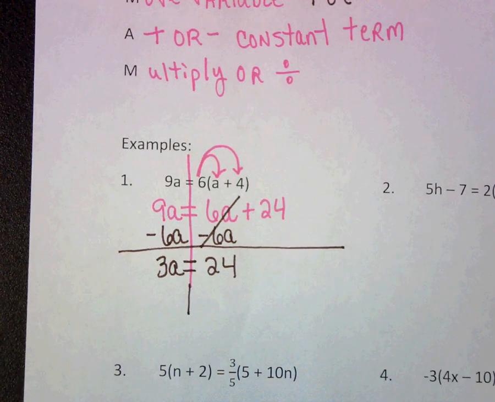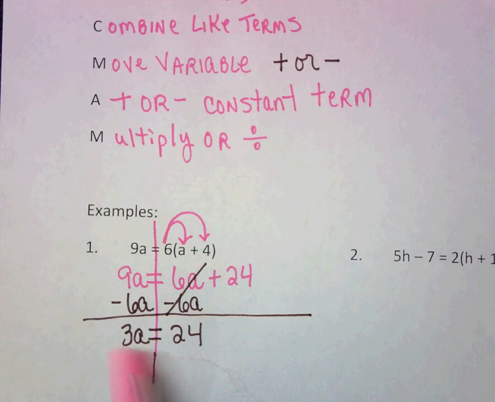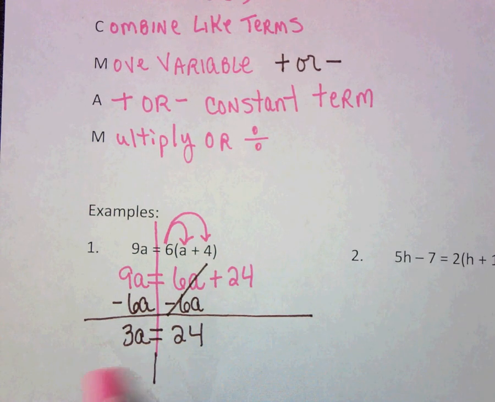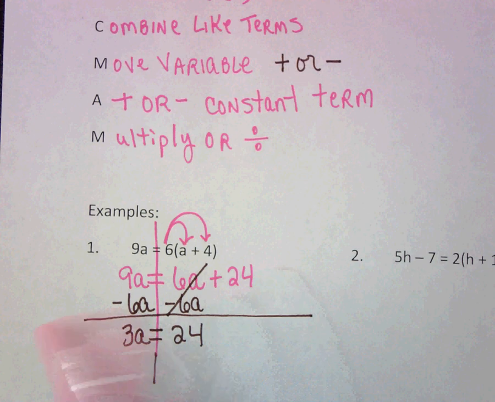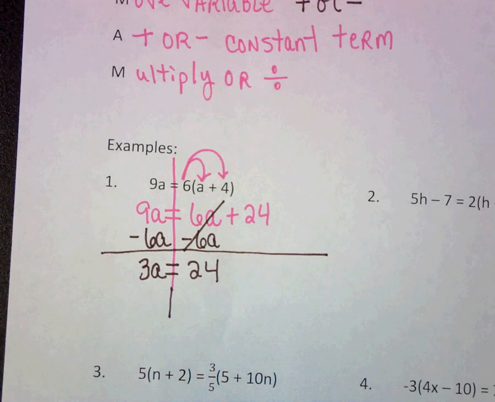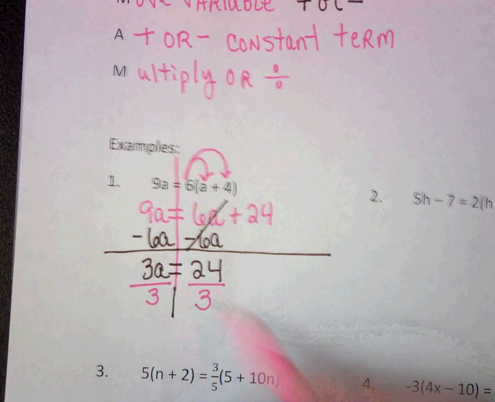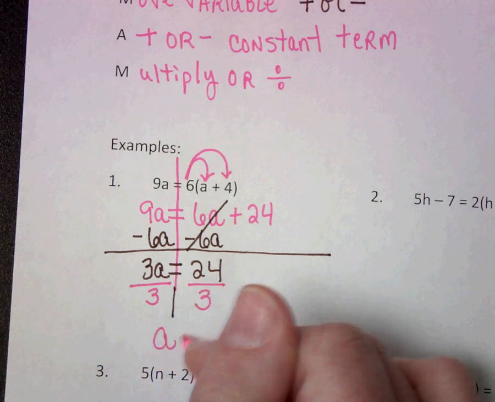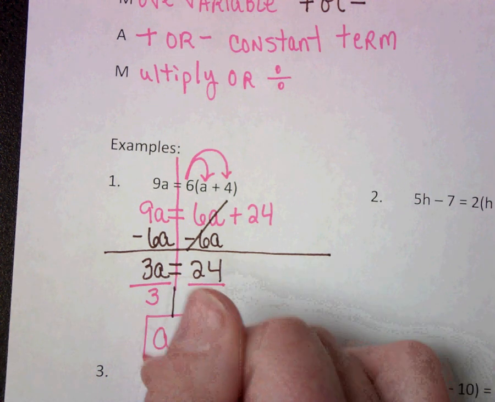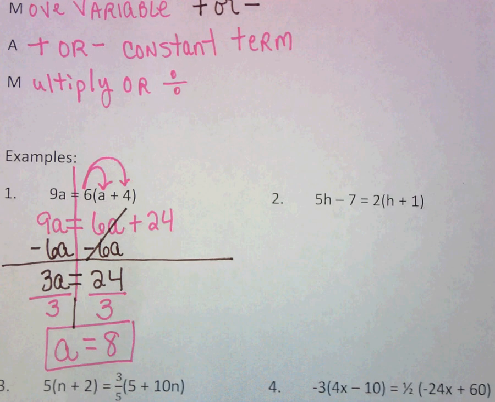Okay, I moved my variables. The next step says to add or subtract a constant term. Okay, I don't have a constant term over here. We had one right there, but nothing to do with that. So now to get a by itself, to solve for a, the inverse operation is to divide by 3. And so we're going to get a equals 8. So the only thing really different is that we have added in the step of the distributive property.